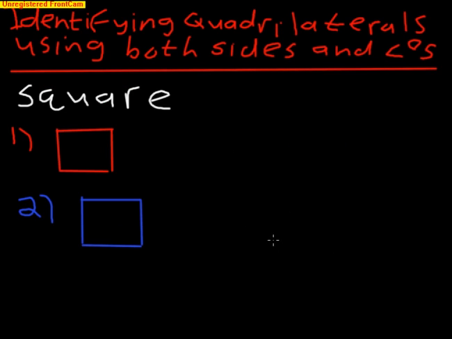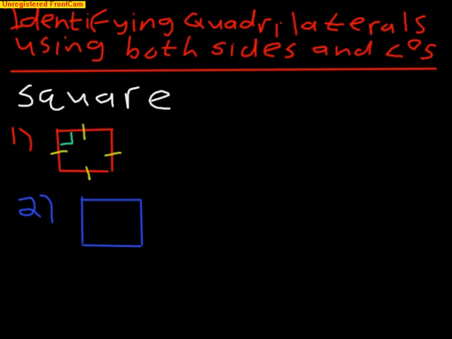There are two ways that we can classify any quadrilateral uniquely as a square. The first one is if all four of the sides are equal, plus we have at least one angle that is 90 degrees. Then it's definitely a square.